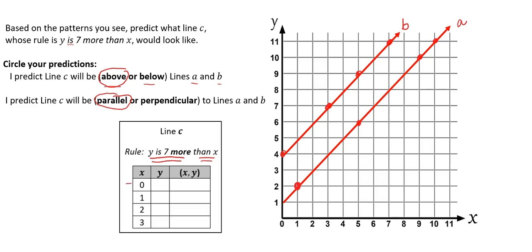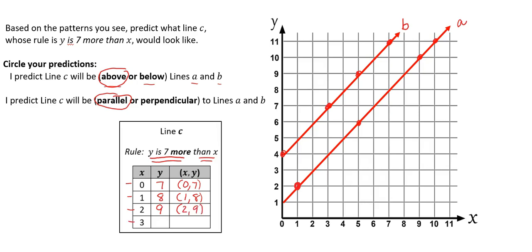So my first point is 0. 7 more than 0 is 7. So that will be 0, 7. The second x-coordinate is 1. So the y will be 8. That's 1, 8. The next point has an x of 2. So the y will be 9. So that will be 2, 9.